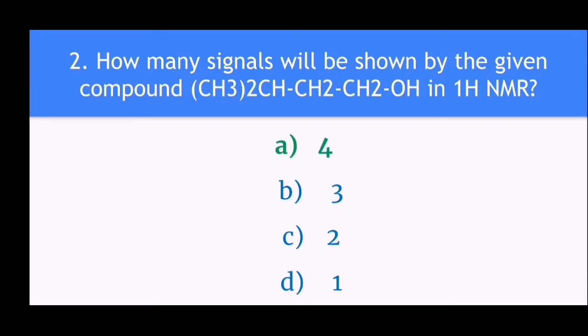Next is, how many signals will be shown by the given compound CH3-CH(CH3)-CH2-CH2OH in 1H NMR? Option A 4, option B 3, option C 2, option D 1. The correct answer is option A, 4.